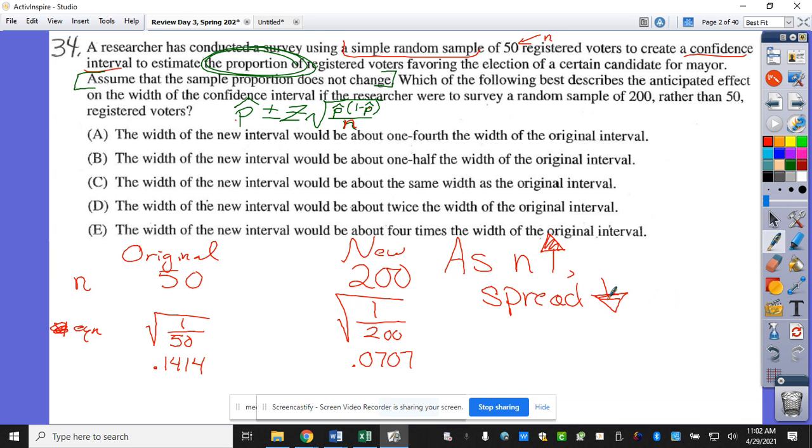And that is one thing that you have to know, and getting back to that concept happened at least twice in the first 10 questions I went over. As your sample size increases, your spread decreases. Same thing opposite. So if I'm just saying I don't know where to start this problem, I can look at that. My new one is definitely going to be less. So a fourth, a half, the same, nope, twice, nope, 4 times, nope. I've at least narrowed it down to 2. So I'm going to talk about problems of, hey, this is the way you should at least go.